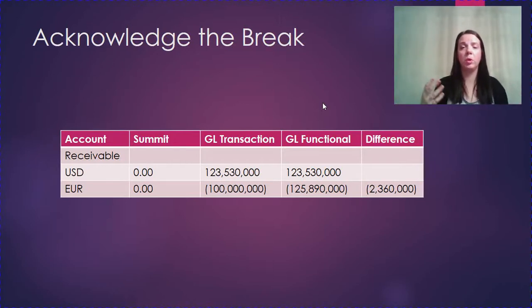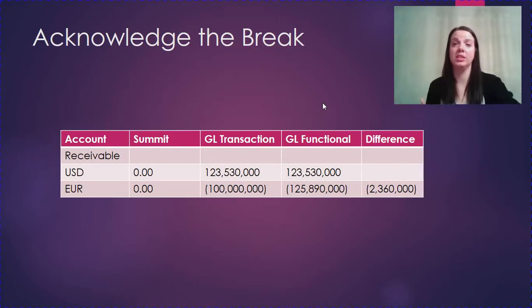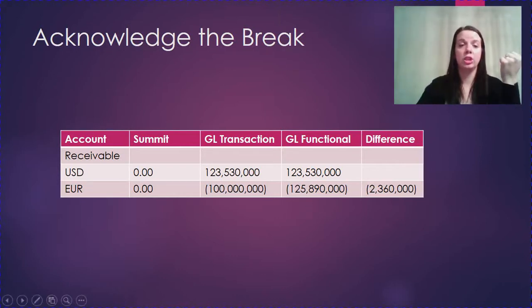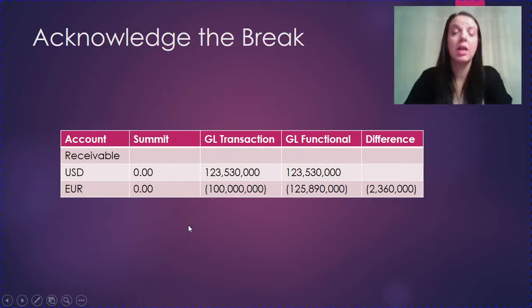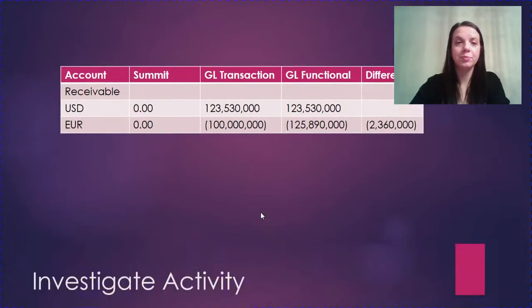So we pull up our product processor, which is Summit, and we show that Summit is 0. We show that our GL transaction, which is our FX currency or the actual currency of the entry, shows a difference. And our functional currency, which is only US dollar, shows the difference that we were notified of. This was the 2.3 that we were notified of in US dollar.